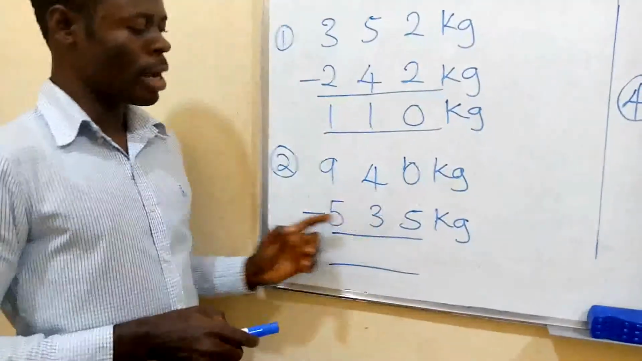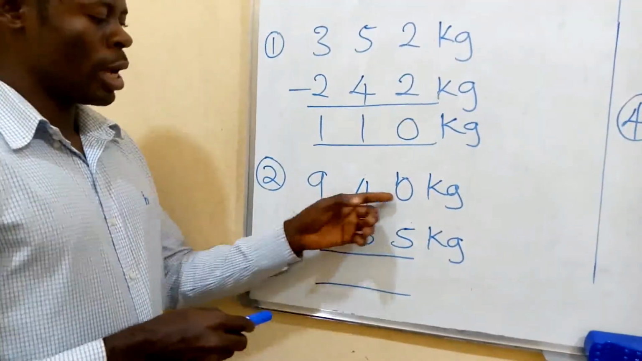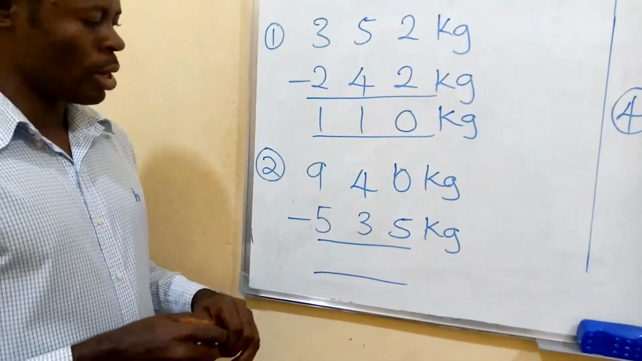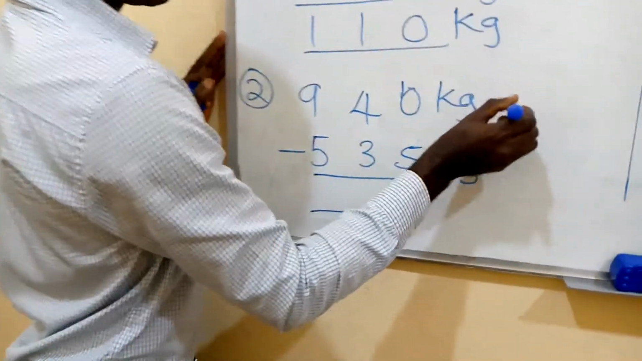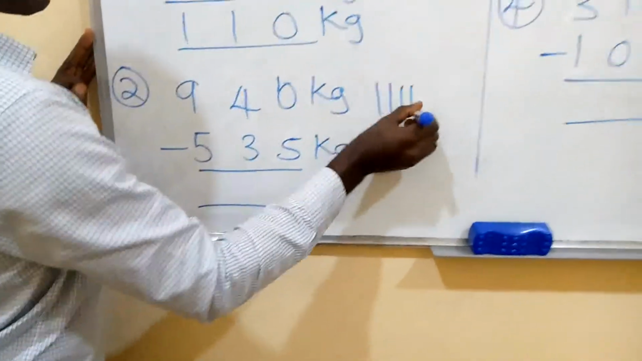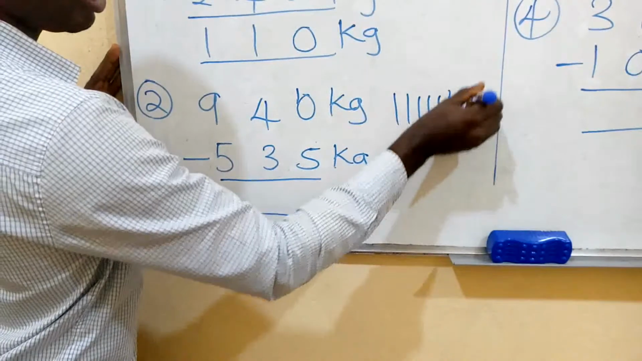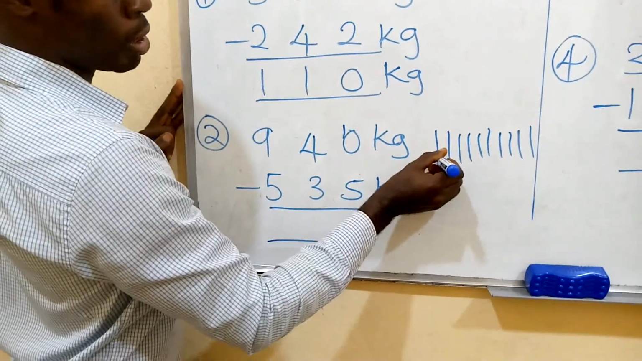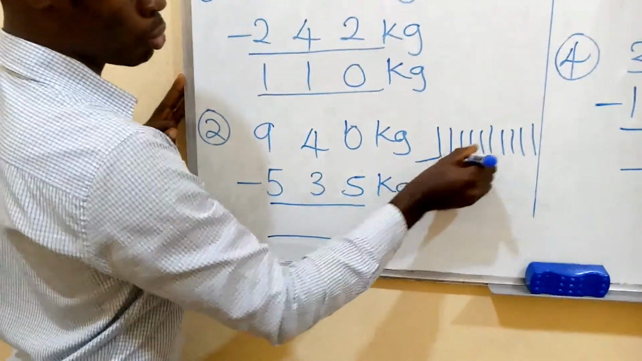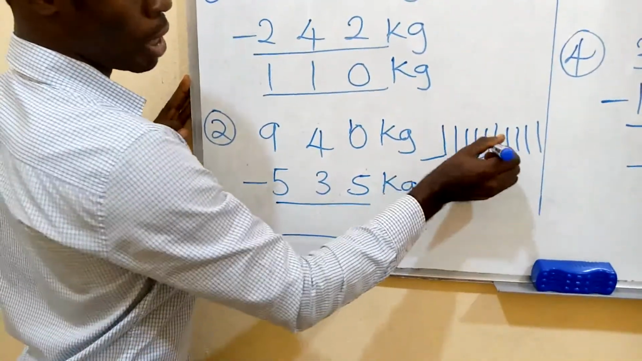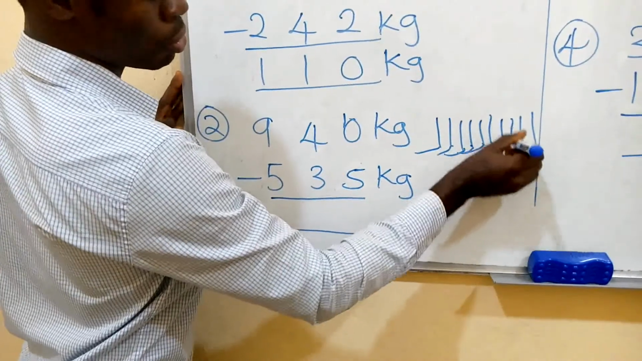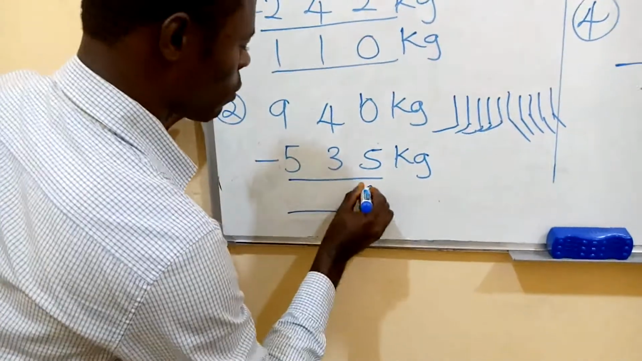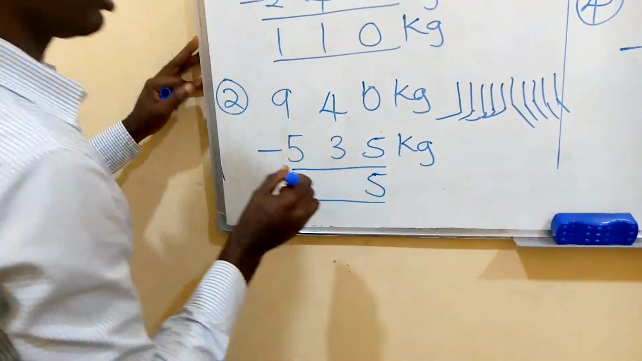So 10 minus 5. We are going to count 10 and take away 5. Count with me. 1, 2, 3, 4, 5, 6, 7, 8, 9, 10. Minus 5. So we take away 5. 1, 2, 3, 4, 5. And then we count the remaining strokes. We have 1, 2, 3, 4, 5. 10 minus 5 is what? 5.